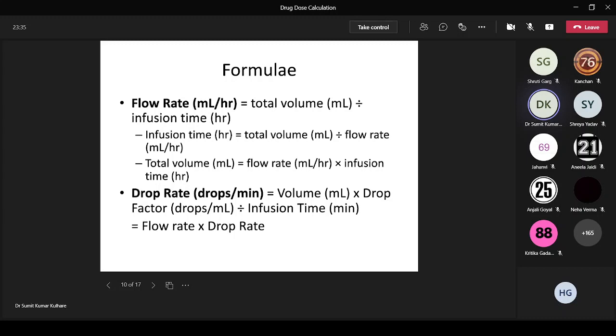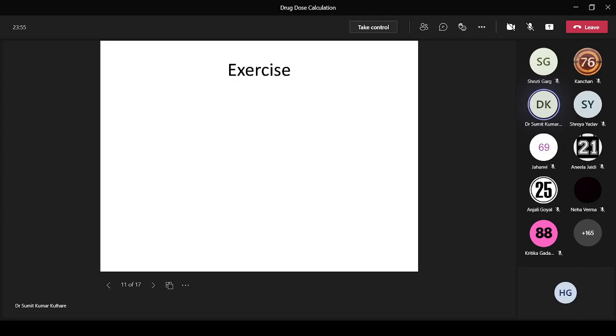We have already seen the formula for flow rate is total volume divided by infusion time. Here also, same thing, total volume divided by infusion time, and just multiply it with drop factor, and that will give you drop rate. So flow rate into drop factor is equal to drop rate. Based on this, a lot of questions can be asked.